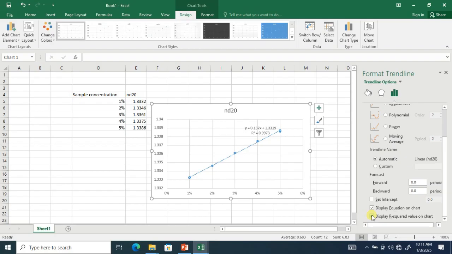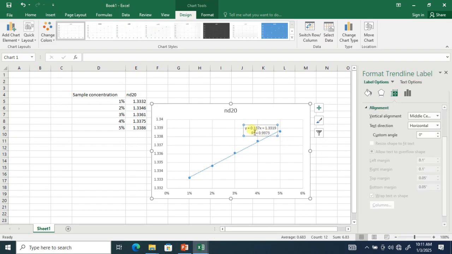See, the R square value is 0.9973. If it's 0.98 or 0.99 and above, it means it's a very good standard curve. So we have got a very good standard curve, and we have got the equation: y is equal to 0.137x plus this one, which is the intercept. So we have already got the standard curve. This is your standard curve.